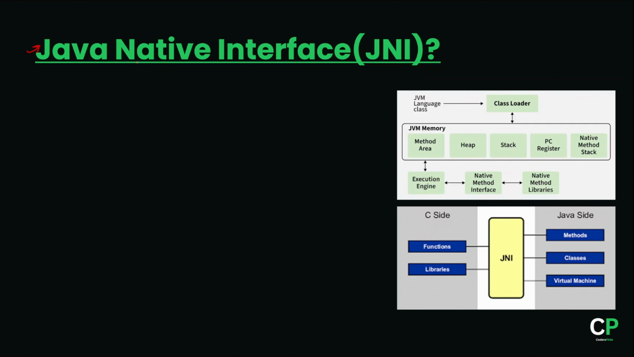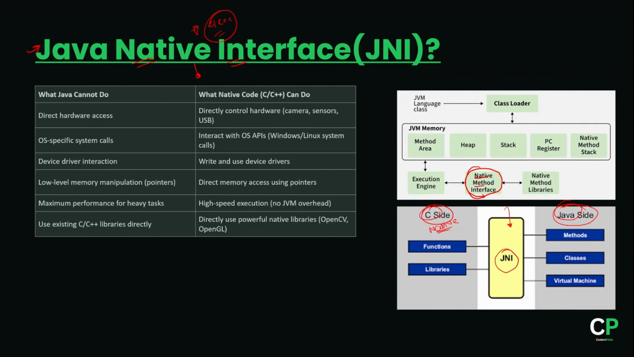Let's learn about the Java Native Interface. What is it? It is also known as the native method interface. Native means code that is written in machine specific languages like C or C++. JNI is basically an interface between the Java side and the C side, that is native code. So JNI is basically a bridge that connects the C side and the Java side. Before learning JNI, first read about some of the limitations of Java, because of which there is a need for JNI. So let's read about it.